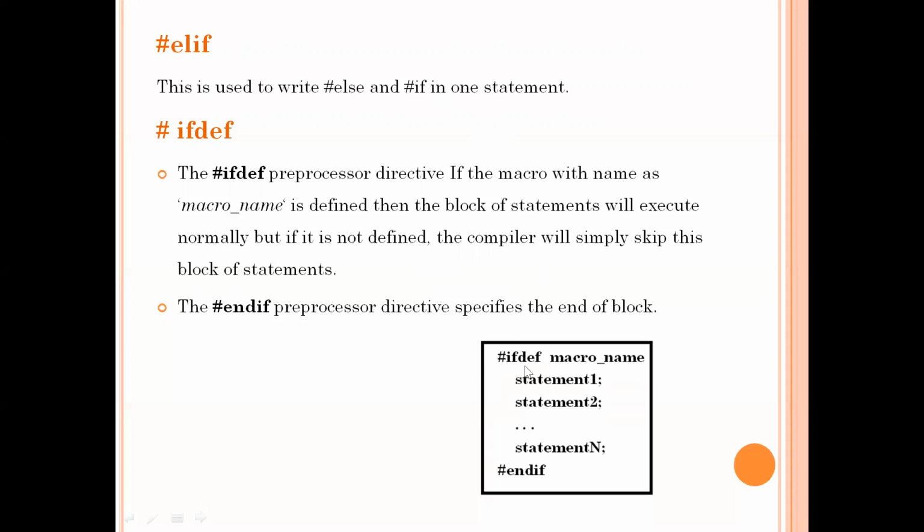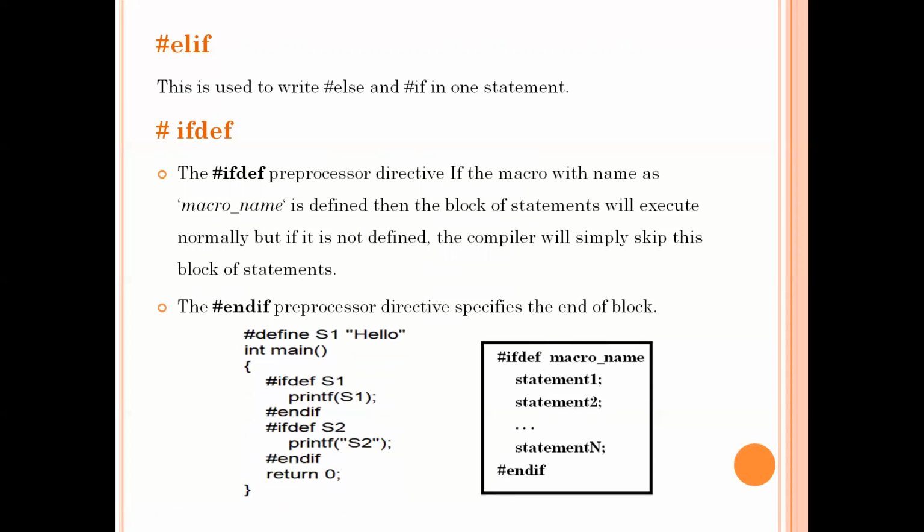Here, I am writing the #ifdef directive followed by some macro name, right? Suppose for this macro there is a definition in your program by using the #define directive, then this block of statements will be executed. Suppose in your program there is no definition for the macro name by using the #define directive, then your block will be skipped by the compiler. This is the meaning of the #ifdef directive.